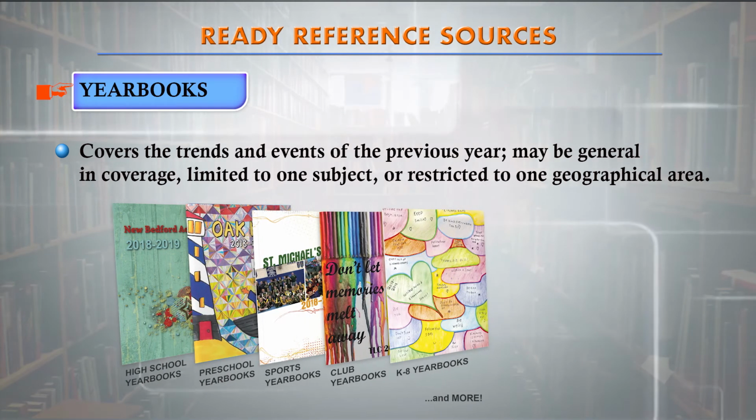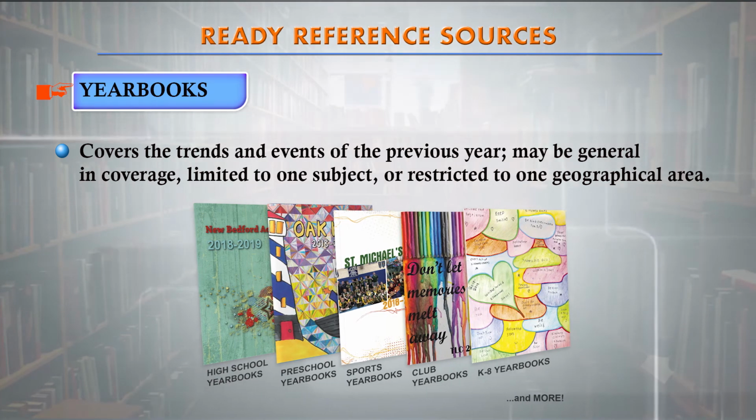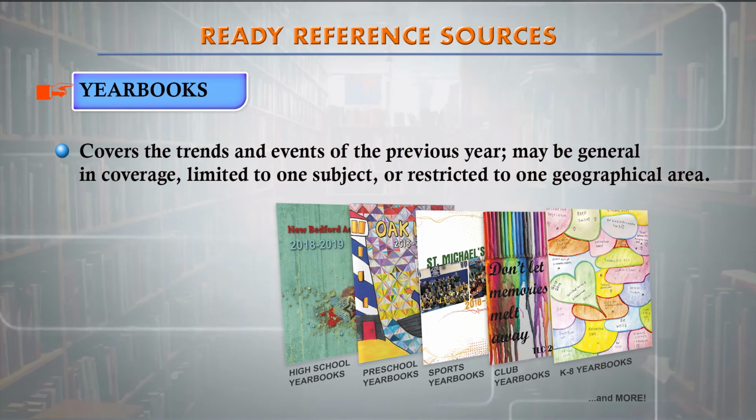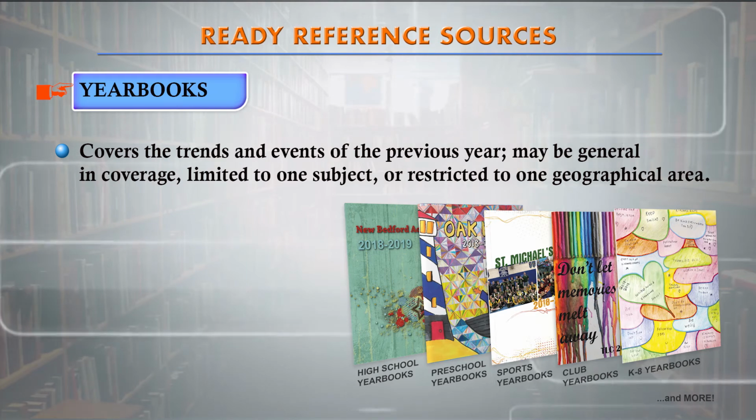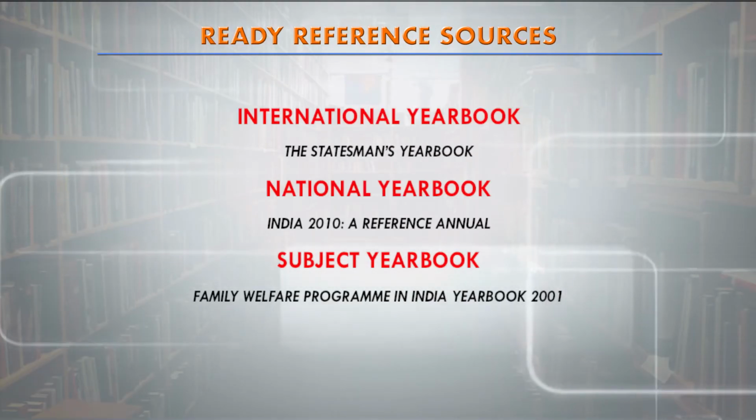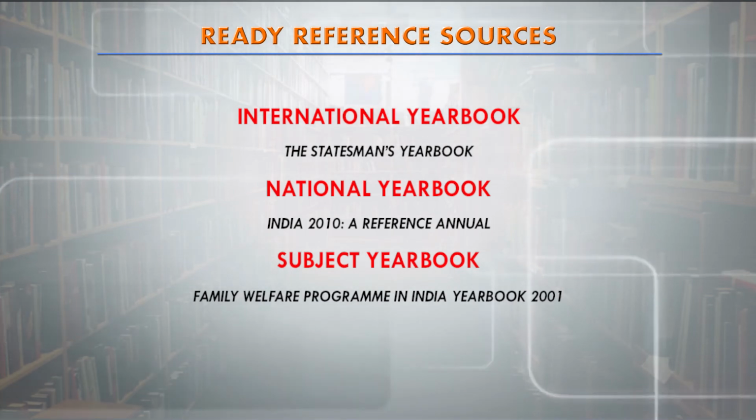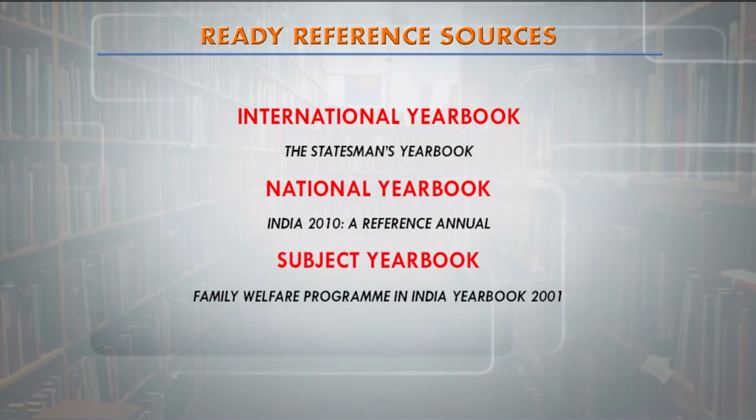Yearbooks cover the trends and events of the previous year, may be general in nature, general in coverage, limited to one subject or restricted to one geographical area. So, generally these yearbooks are of three types: international yearbook, national yearbook and subject yearbook. International yearbook, as the name suggests, has coverage at the international level, like the Statesman's Yearbook. This is an international yearbook.